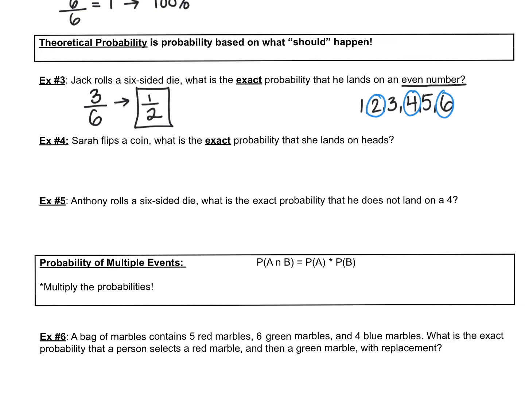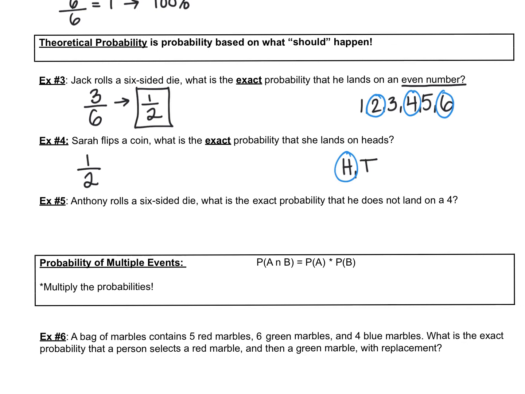All right, what about example 4? Sarah flips a coin. What is the exact probability that she lands on a heads? So our sample space now is just heads and tails. So we have 2 options, and the probability that she lands on a head, well, there's 1 head. So we're going to say 1 out of 2.